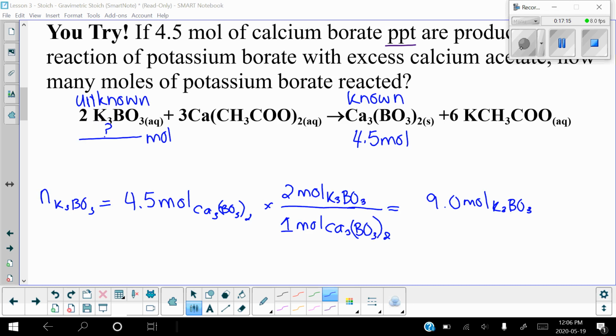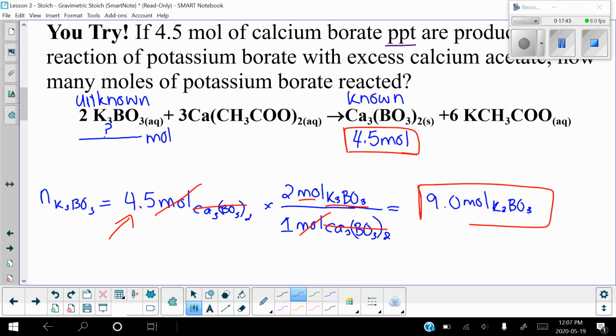All right, here is our answer. So our known is actually on our product side this time. So I started with it. Then I realized that we needed to go from moles to moles. So moles cancels out with moles, calcium borate cancels out with calcium borate, and then I am left with moles of potassium borate. Once I plug this all into my calculator, I get 9 moles of potassium borate.